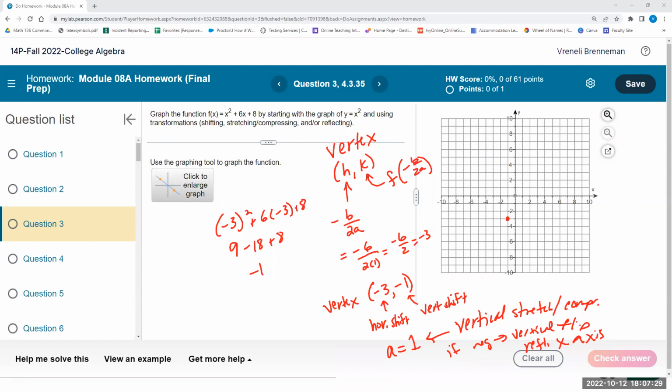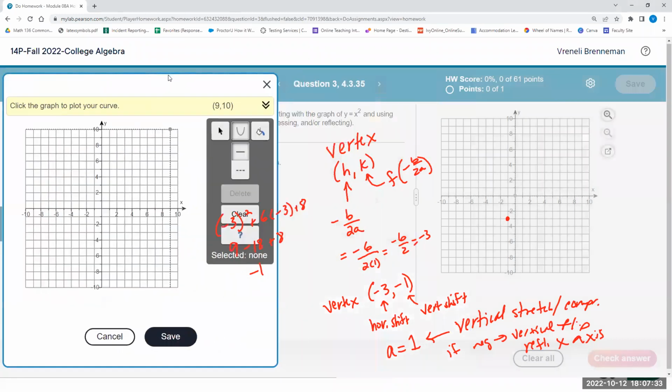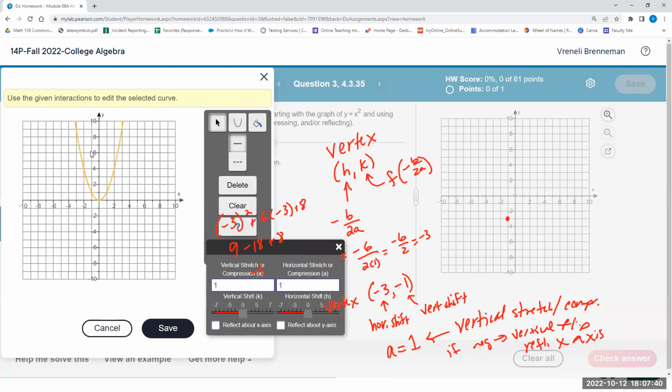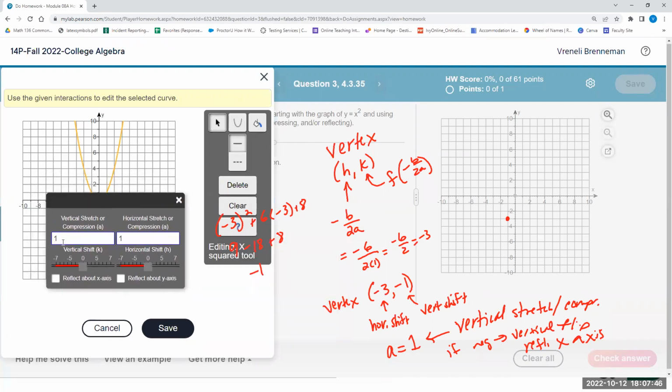When we go to the graphing tool, it already has the parabola, so it says click the graph. We can click anywhere on the graph and it'll put the default x squared graph. Then we use this box. The vertical stretch or compression is a, which is just 1 because a is 1. Then the vertical shift is k, the y coordinate of the vertex.